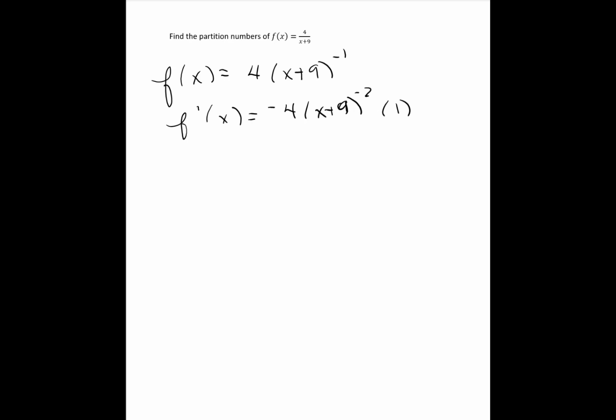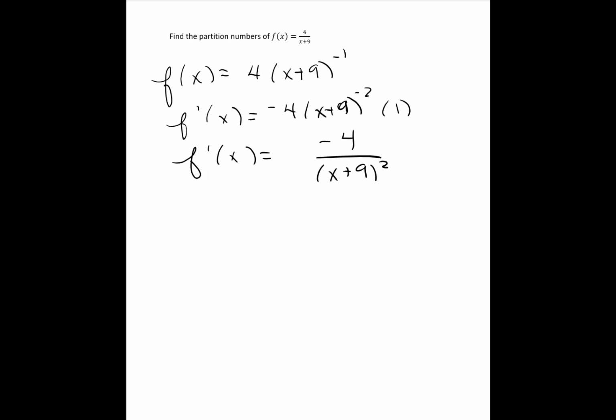Let's take a second look. Let's find the partition numbers of f of x is 4 over x plus 9. So I need to take the derivative, and you have a couple choices. You could do the quotient rule because you have a quotient, but instead I'm going to do this as the chain rule. So my first step will be rewrite this as 4 times x plus 9 to the negative 1. Then when I take the derivative, that negative 1 comes down. I have negative 4 times x plus 9 to the negative 2. And then you're thinking about x plus 9, the derivative is 1. I'll write it for emphasis. So my derivative that we got was negative 4 over x plus 9 squared.